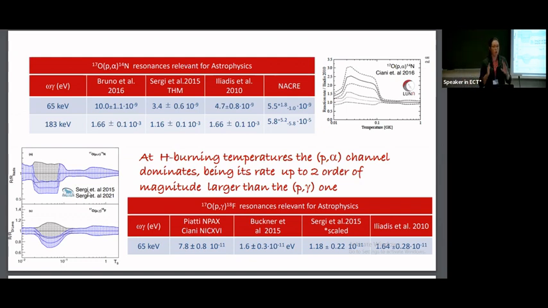Now, all the data in the past seems to be more or less in agreement, but today it seems that this rate is a bit enhanced.